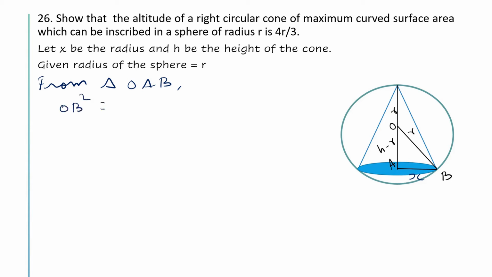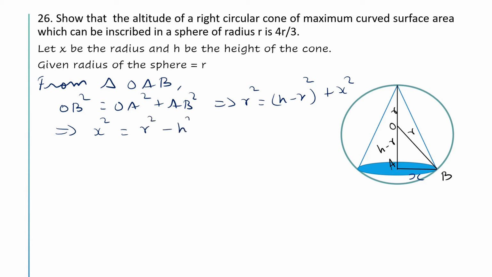OB square is equal to OA square plus AB square, or from this we have R square is equal to H minus R the whole square plus X square. Or we can find X square from here. X square is equal to R square minus H square plus 2HR minus R square. So x square is equal to 2HR minus H square. Now here we have to look for maximum curved surface area.